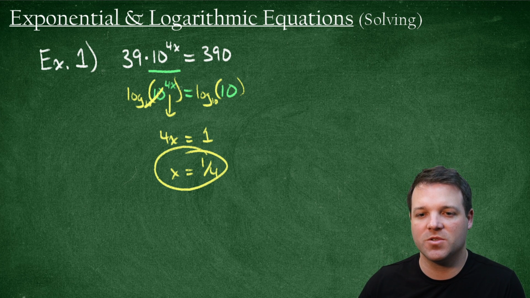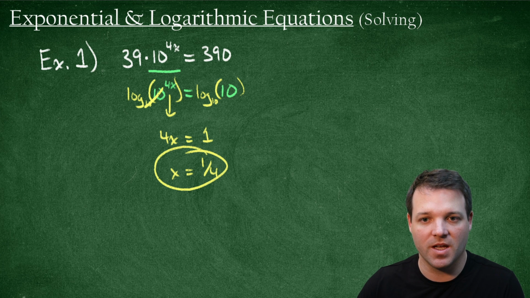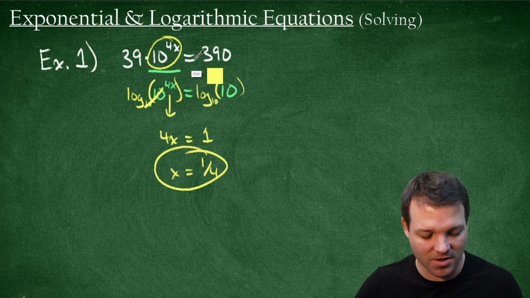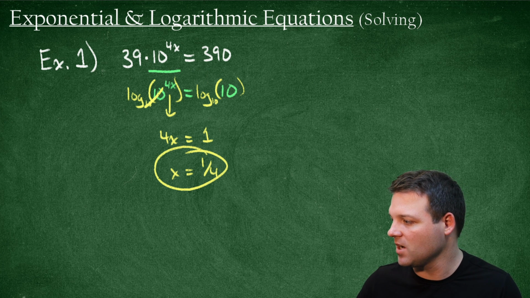And then finally, I'm just going to do this math in my head, because this one's pretty easy to do. 4 times 1/4 is 1, and 10 to the first power is going to be 10, which means that I end up with 39 times 10, which is 390. So yes, this does check out.